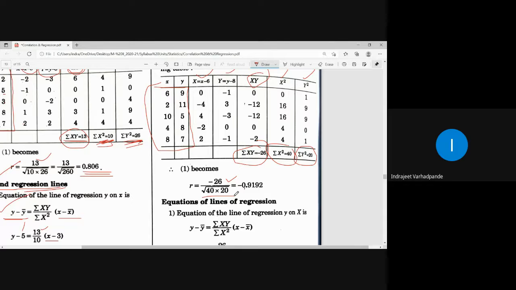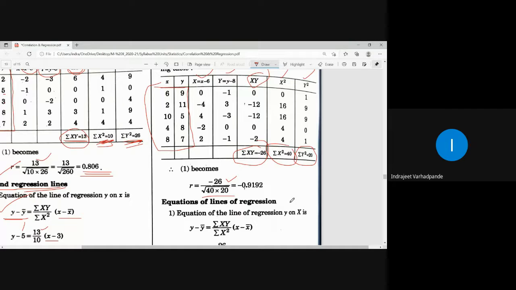So in this problem, we have the negative sign as it is, and therefore we conclude that r is negative. It will never exceed unity, 1. So what is the value for r?